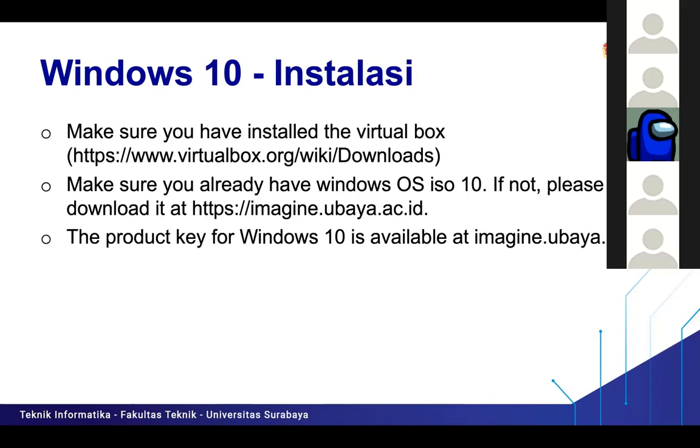So this one is the step for Windows 10 installation. Make sure you have installed the VirtualBox. You can download the VirtualBox from these links, and make sure you already have the Windows OS ISO. If we use the Windows 10 education version, it's around 6 gigabytes. If you have not downloaded it, you can download it by now. Then for your homework, you will install Windows 10 in your VirtualBox. And the product key for Windows 10 is available at imagine.upaya.ac.id.